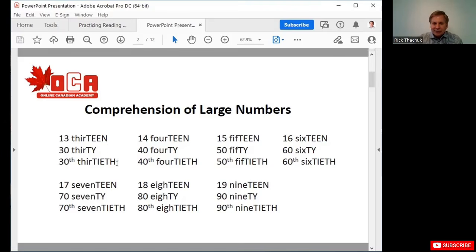13, 30, 30th. 14, 40, 40th. 15, 50, 50th. 16, 60, 60th. 17, 70, 70th. 18, 80, 80th. 19, 90, 90th.